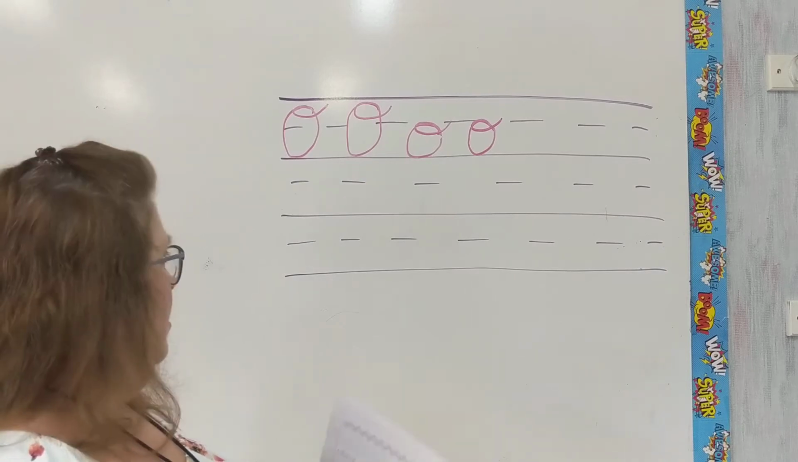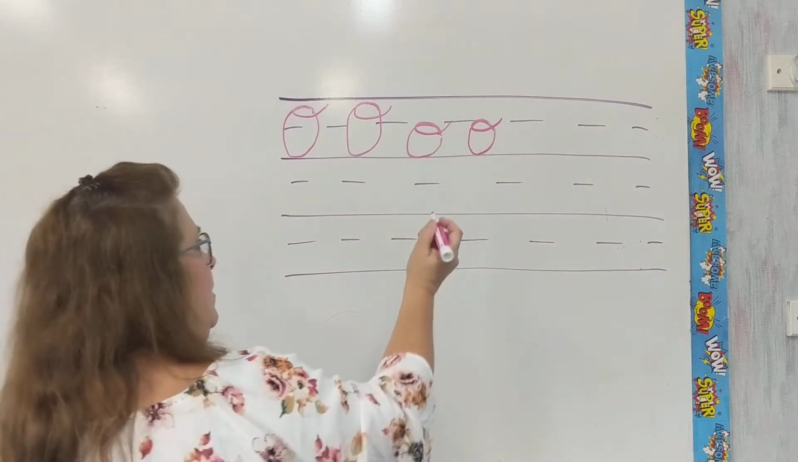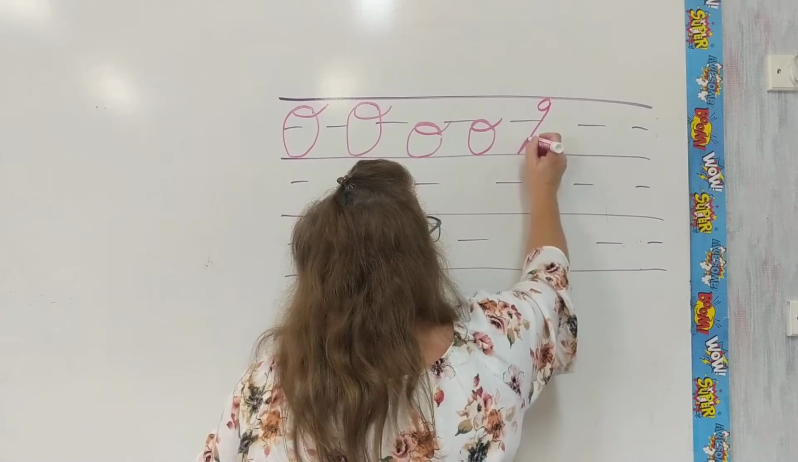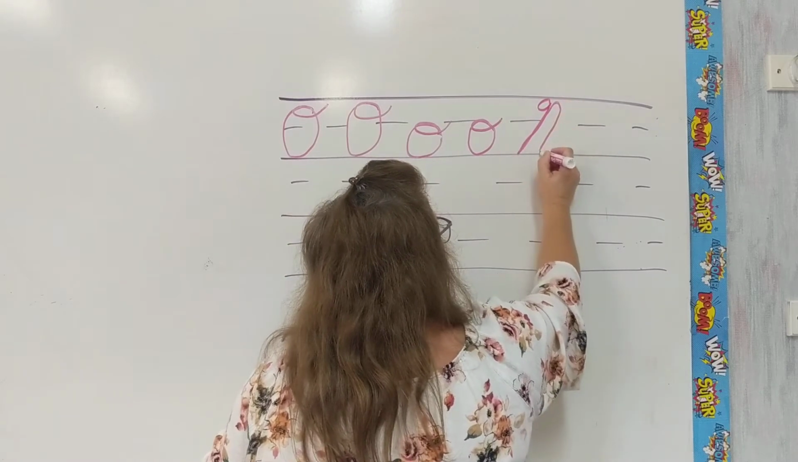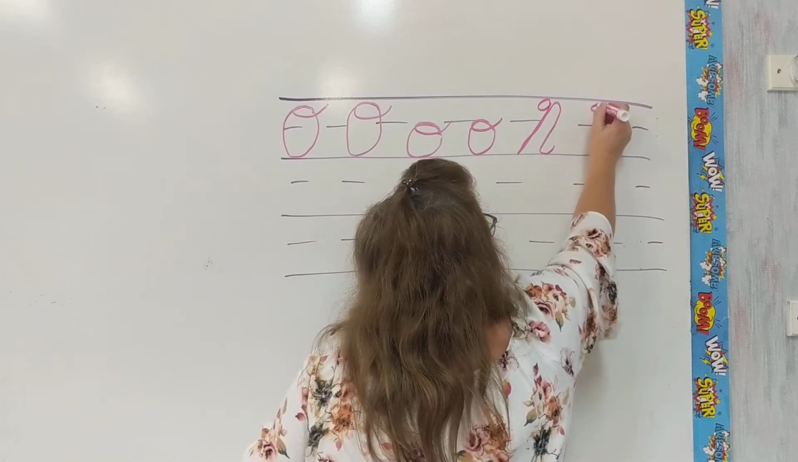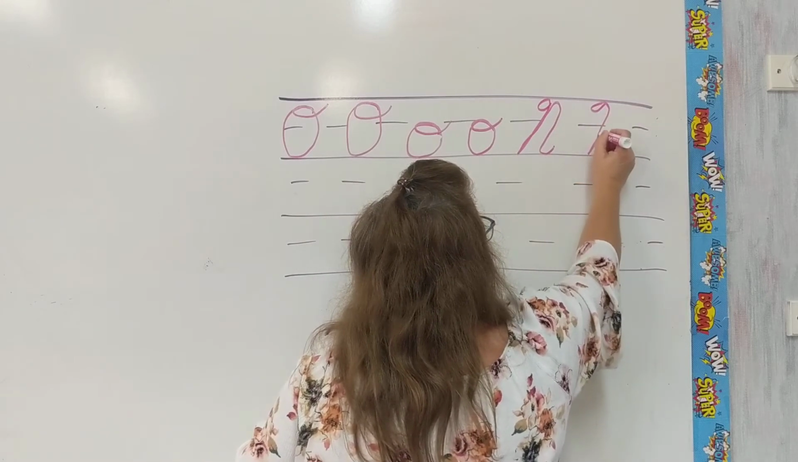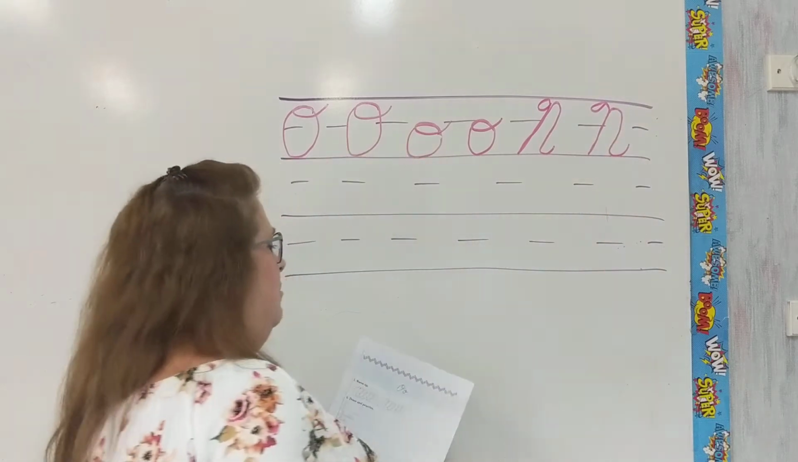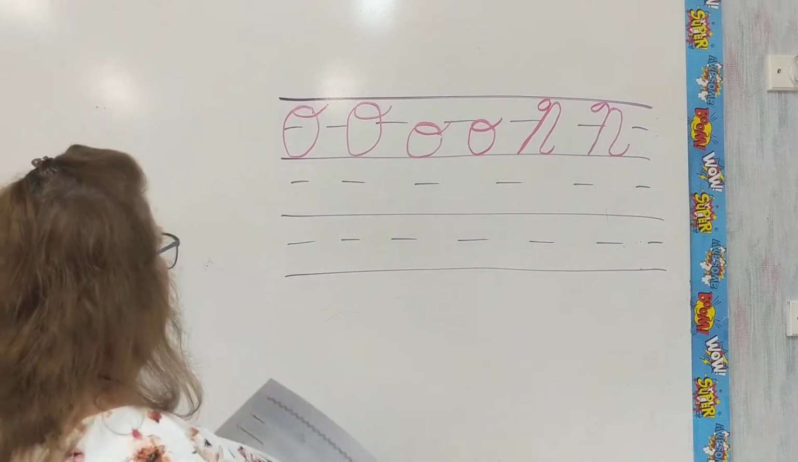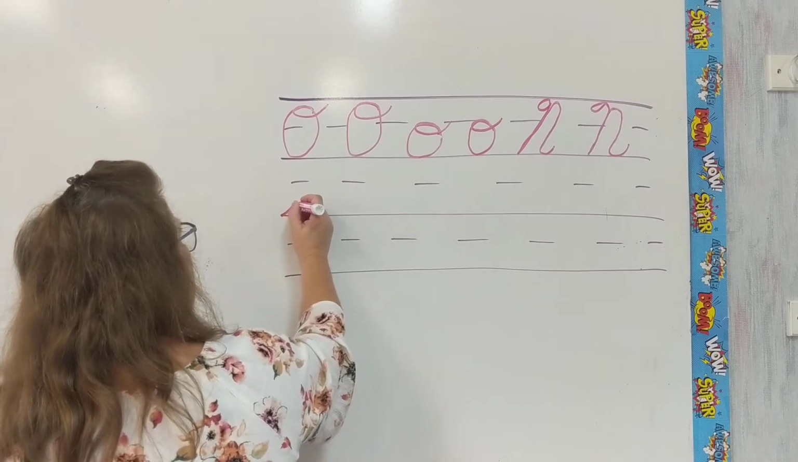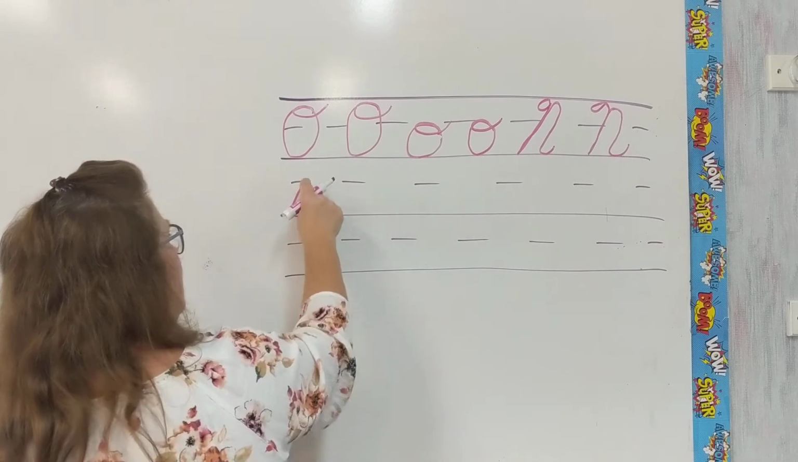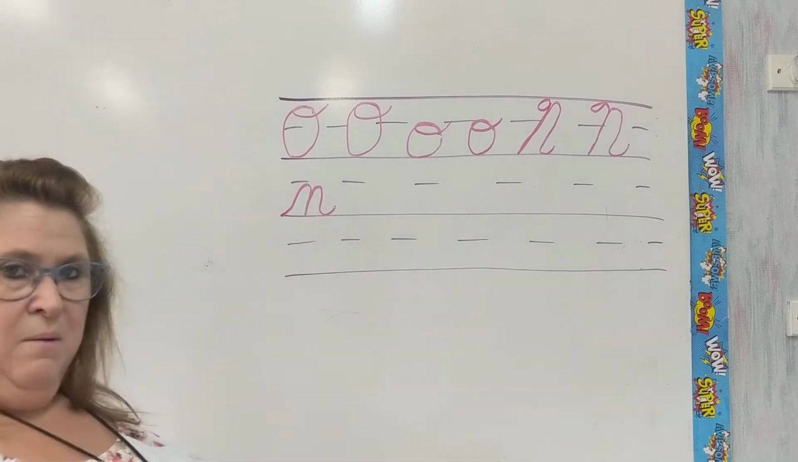All right, and then you had done capital N. So here is our capital N. Capital N's have one hump. We do have to do a little retracing. Retrace back up, make your hump, come down, and swing up with a smile. There is our capital N, and then our little n. Remember, little n's have two humps. One hump, two hump, okay?